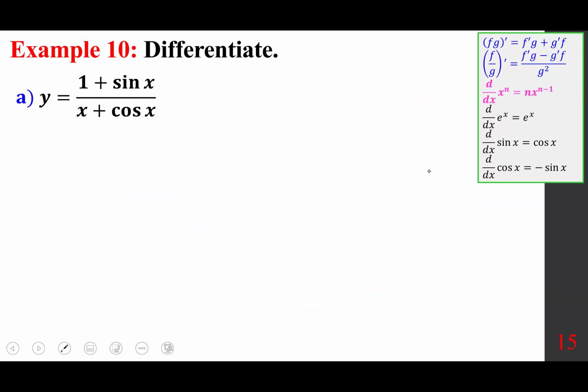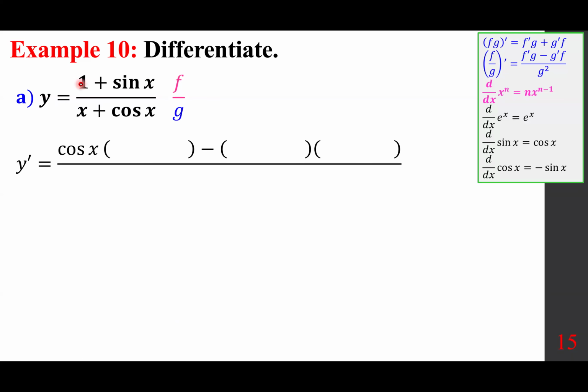Let's differentiate, and clearly (1 plus sine x) over (x plus cosine x) uses the quotient rule. Let's call it f over g, and we're going to go f prime g minus g prime f over g squared. So what is f prime? The derivative of the numerator is cosine x, times g, which is the bottom, x plus cosine x, minus g prime. Now this gives you 1 minus sine x, and then times f. Just put the numerator. Then the bottom, don't do anything. Put it in a parenthesis and square it. And keep it in this form.